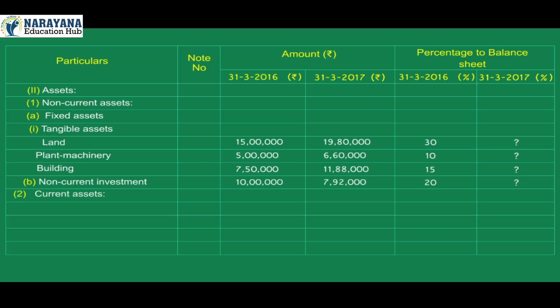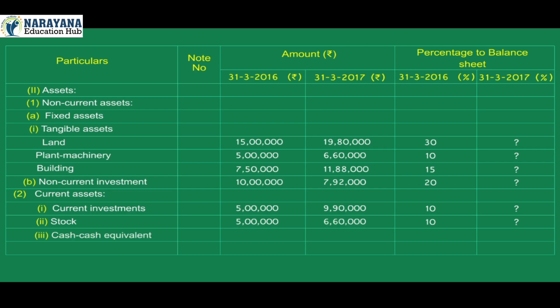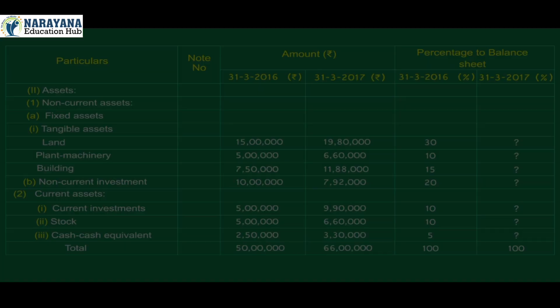Question mark. 2. Current assets. 1. Current investments 5 lakh, 9 lakh 90,000, 10%. Question mark. 2. Stock 5 lakh, 6 lakh 60,000, 10%. Question mark. 3. Cash and cash equivalent 2 lakh 50,000, 3 lakh 30,000, 5%. Question mark. Total 50 lakh, 66 lakh, 100%, 100%.